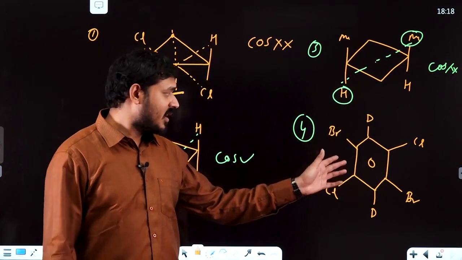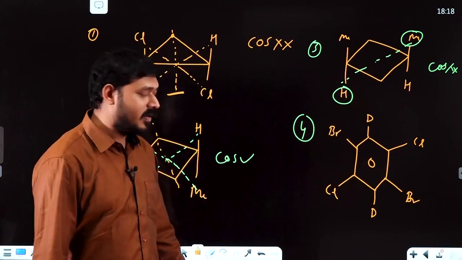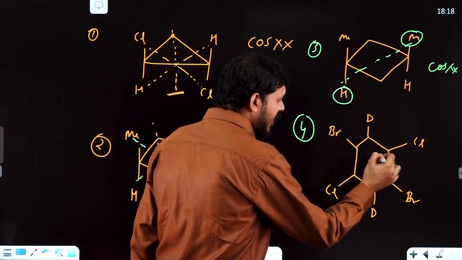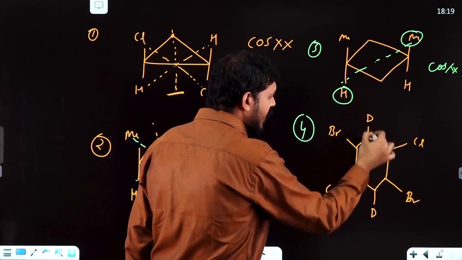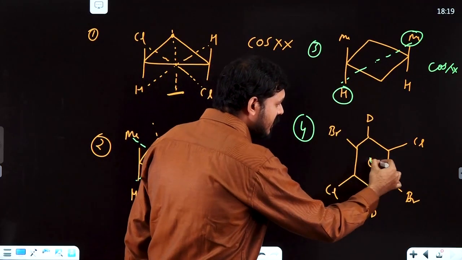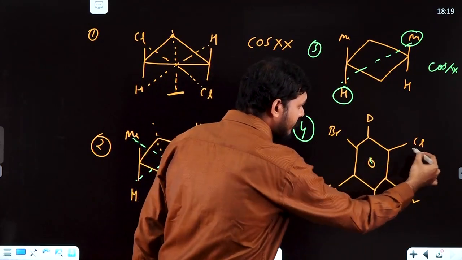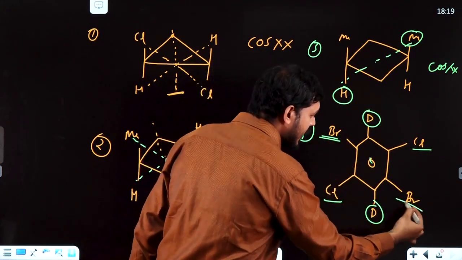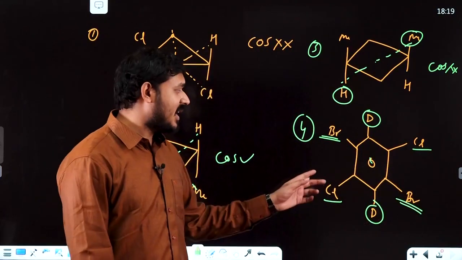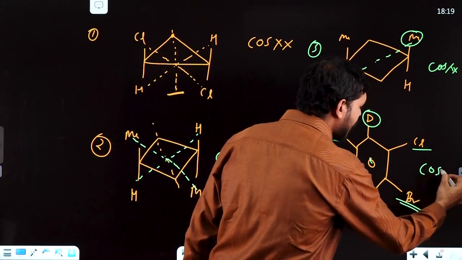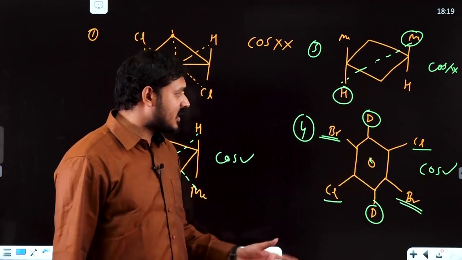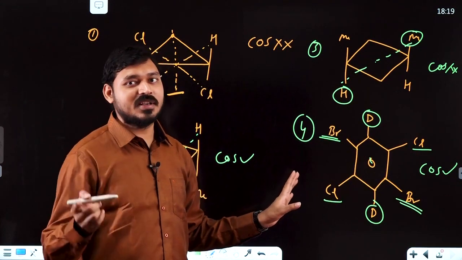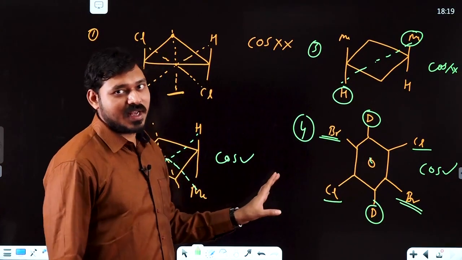Now, just think whether it is having center of symmetry or not. From this point, this side is deuterium, so this side is deuterium. This side is chlorine, so this side is chlorine. And if I come this side is bromine, this side is also bromine. So guys, you can say it is having center of symmetry. Now suppose I ask whether this molecule is having plane of symmetry or not. As we have already studied in our last video lecture, you can answer it very easily.